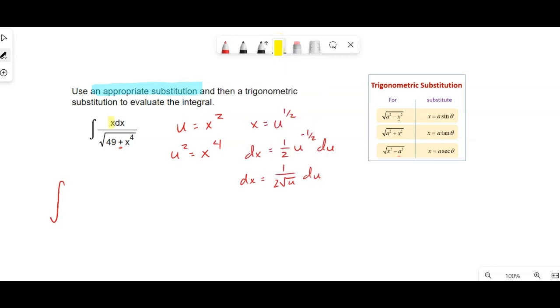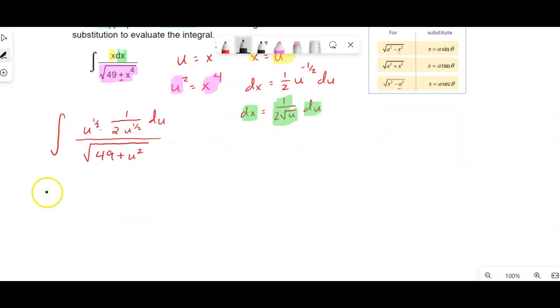I've got an x. So what is x? x is u to the 1/2, so u to the 1/2 or the square root of u, times dx. dx is 1/2 square root of u du. Right, u to the 1/2, same thing as square root of u du. All right, and then in the denominator, I have the square root of 49 plus, instead of x to the fourth, that's u squared. So what you can see is going to happen here is the u to the 1/2's are going to cancel. I have just a 1/2 in the numerator.